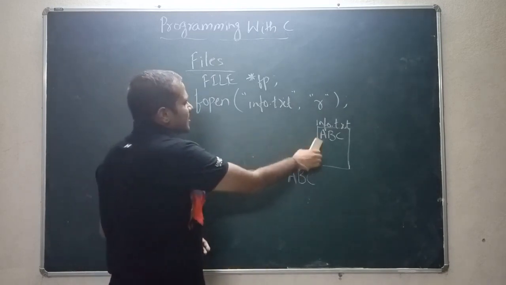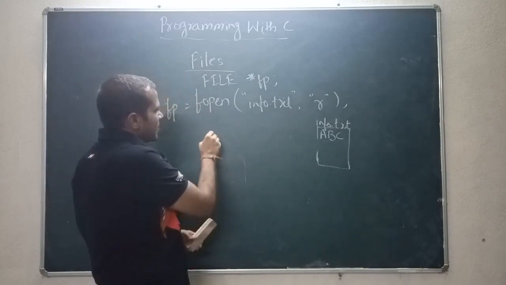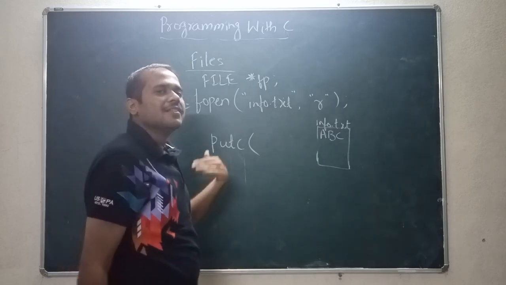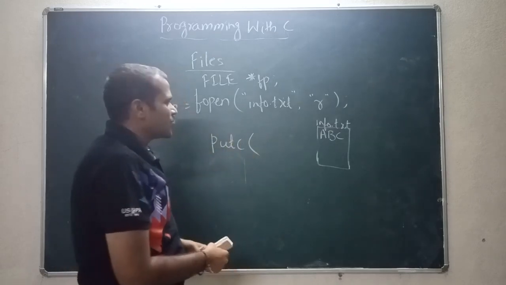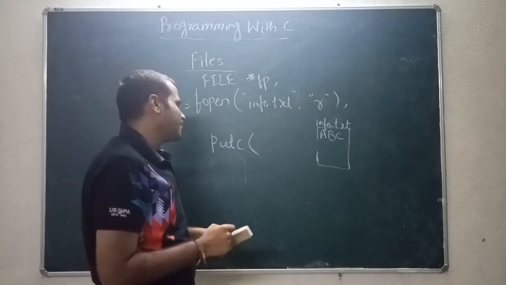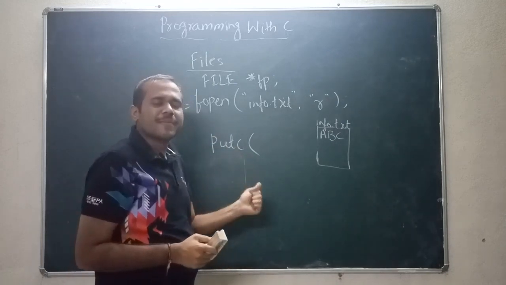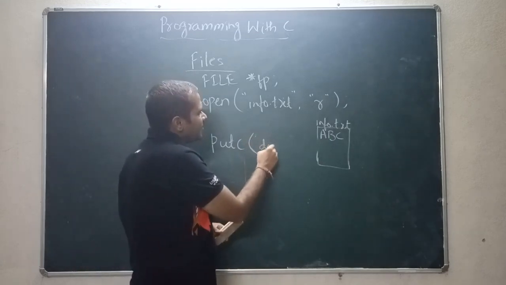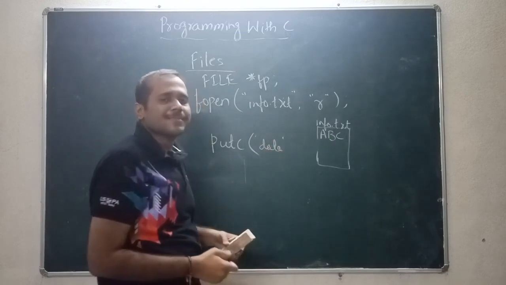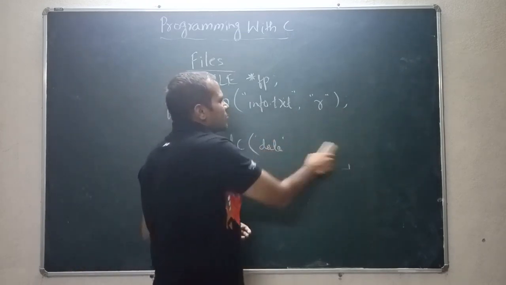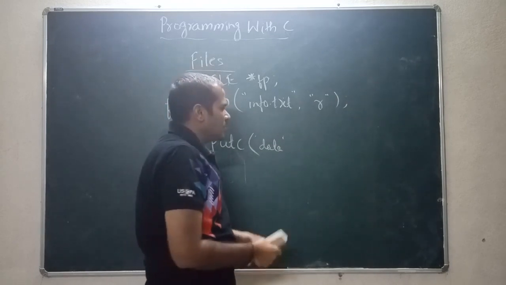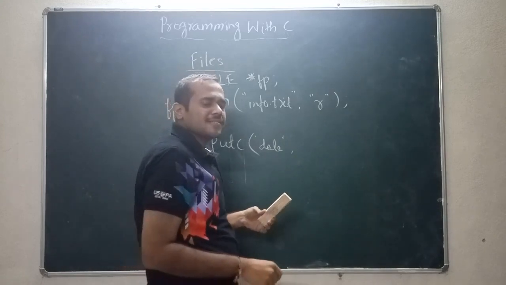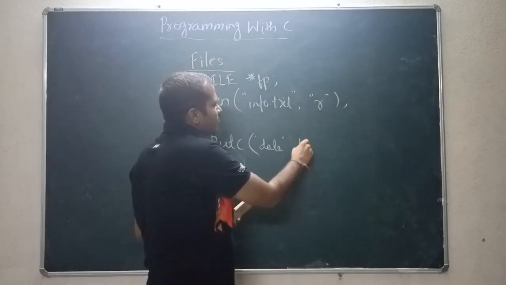So next one is putc. What is putc? Get means we need to fetch. What is put? Put means the content will be written into the file. So putc takes two parameters. Common sense. Putc takes two parameters. Which parameters? The first parameter is the data. Which content we need to pass into the file? That is the first parameter. This can be a character. Then the second parameter, what is the second parameter? That is the file pointer.